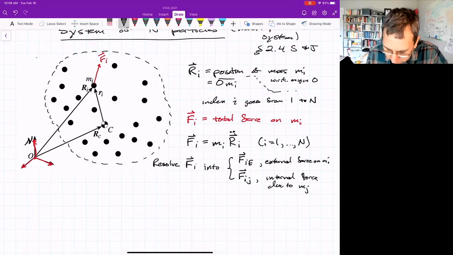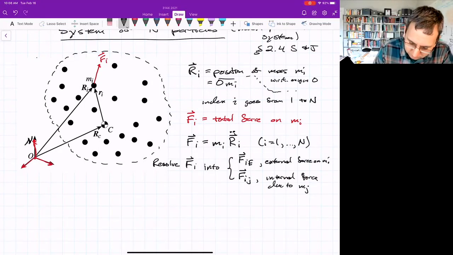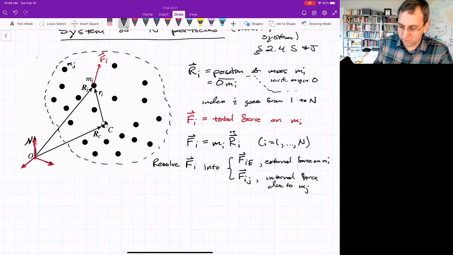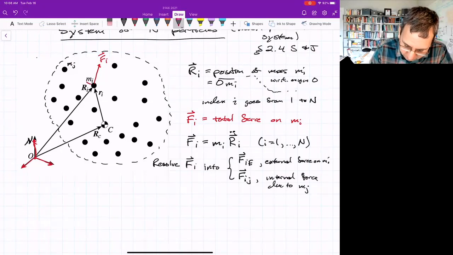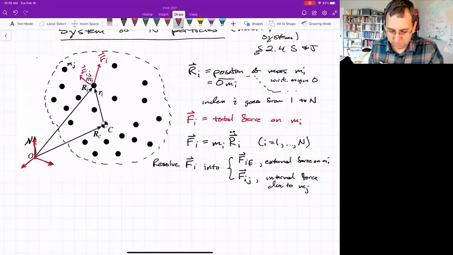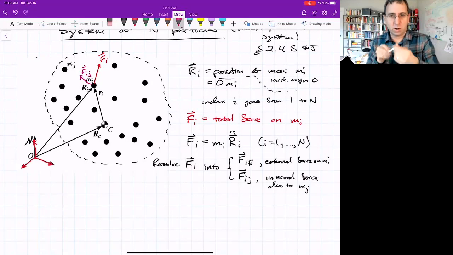So let me label this one up here. Suppose this is mj. So the index j is going to go from 1 through n as well. This force Fij means it's the force on particle i due to j. Okay. And so that means there's a force due to all of the other particles.